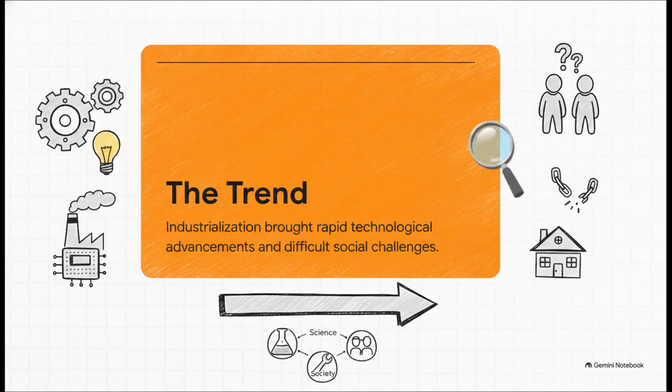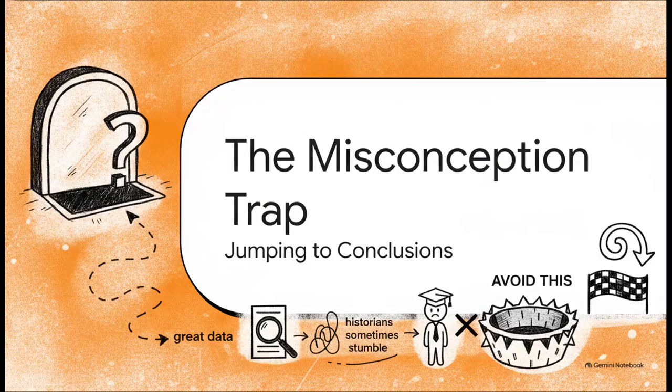Which brings us right to step 3, finding the trend. Based on our combined evidence, we can confidently state this. Industrialization brought both rapid technological advancements and new, difficult social challenges. Notice how this trend perfectly links science, technology, and society together. It acknowledges both the rapid, explosive change in production and the continuity of human struggles. It's all connected. Next up, part 4, the misconception trap, jumping to conclusions.